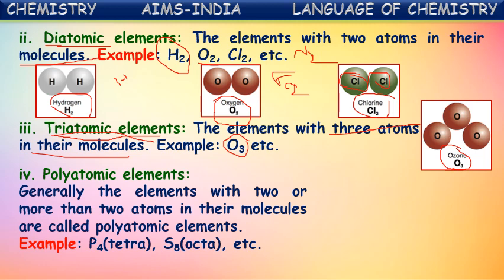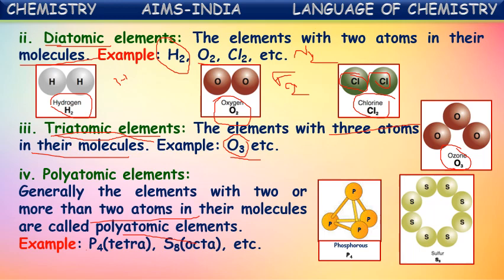Three oxygen atoms combine and form the ozone. Oxygen is diatomic. Ozone is a triatomic molecule, oxygen is a diatomic molecule. O3, three oxygen atoms combine and form the O3 molecule, so it is triatomic. See, polyatomic molecules are polyatomic elements. Generally, the elements with two or more than two atoms in their molecules are called polyatomic elements.